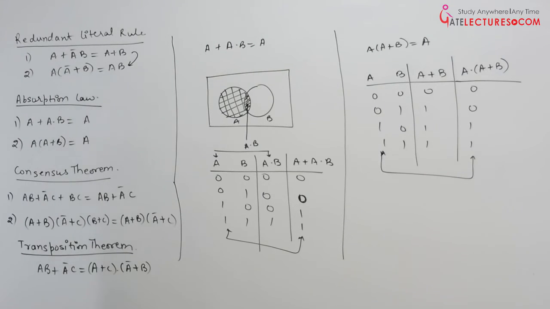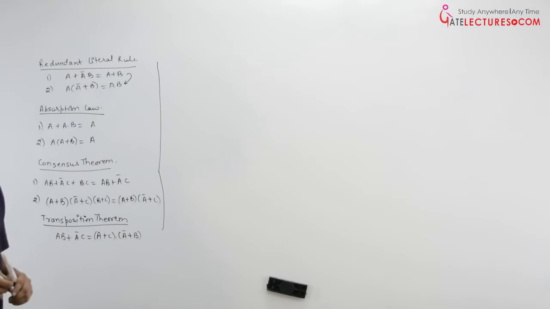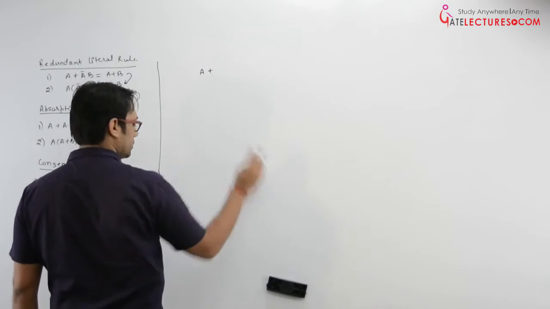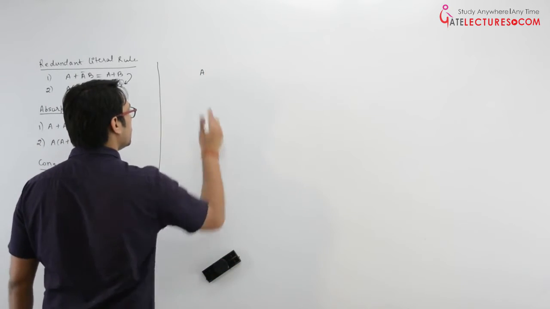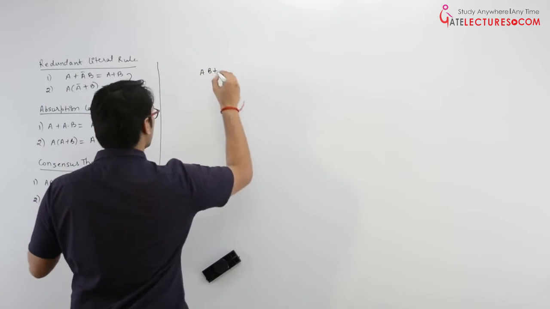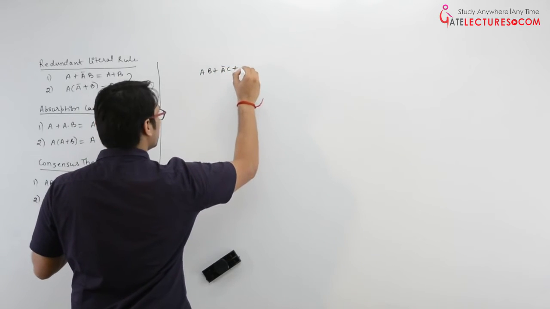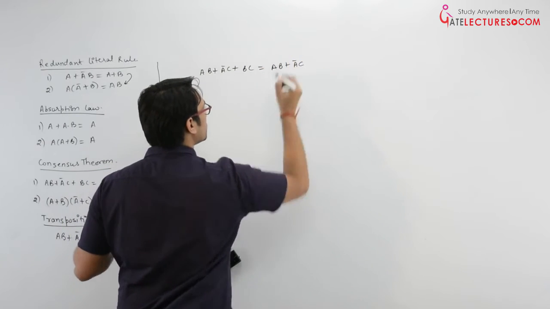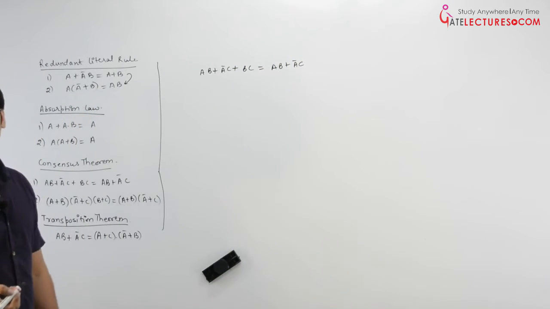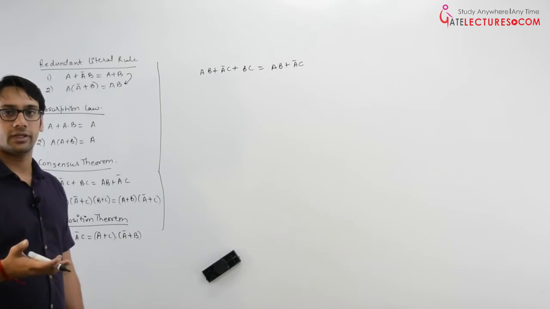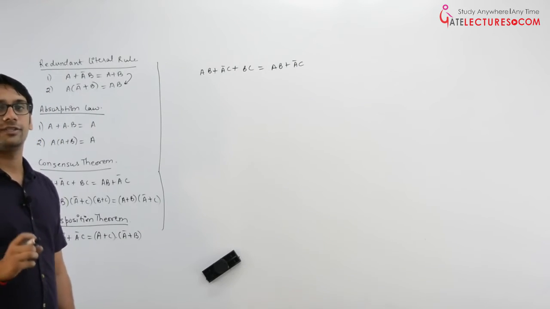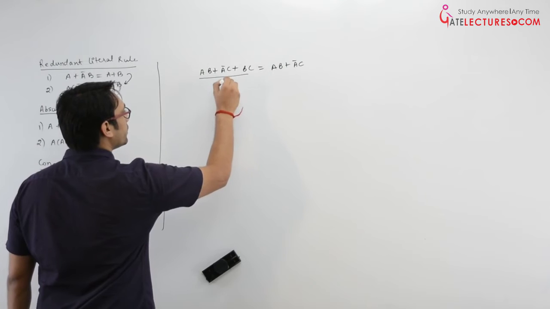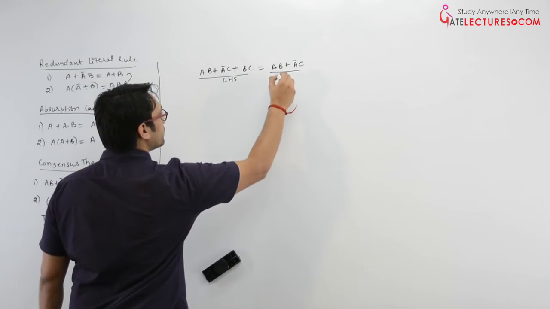Now let us try to prove the consensus theorem. So what is the consensus theorem? It says if we have AB plus A complement C plus BC, it can be written as AB plus A complement C, right? We can prove it using the truth table, but that will be a very long method. Instead of that, we can just use identities of switching algebra for this. So this is the left hand side, LHS, and this is the right hand side, RHS.